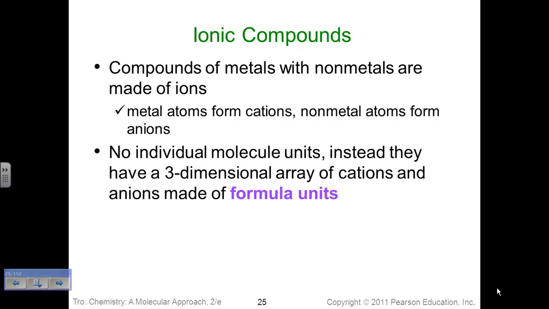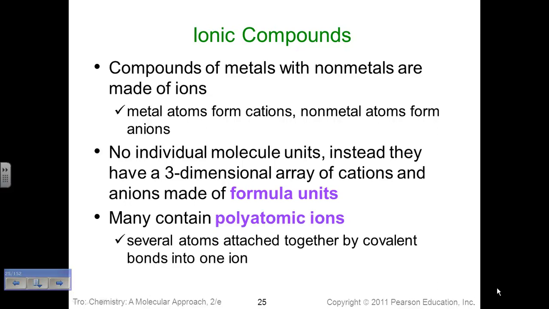So no individual molecule units, instead they have a three-dimensional array of cations and anions. Each basic building block that is a repeating pattern in a larger crystalline structure is known as a formula unit. The smallest whole number ratio of the repeating pattern in a larger crystal structure is called a formula unit.